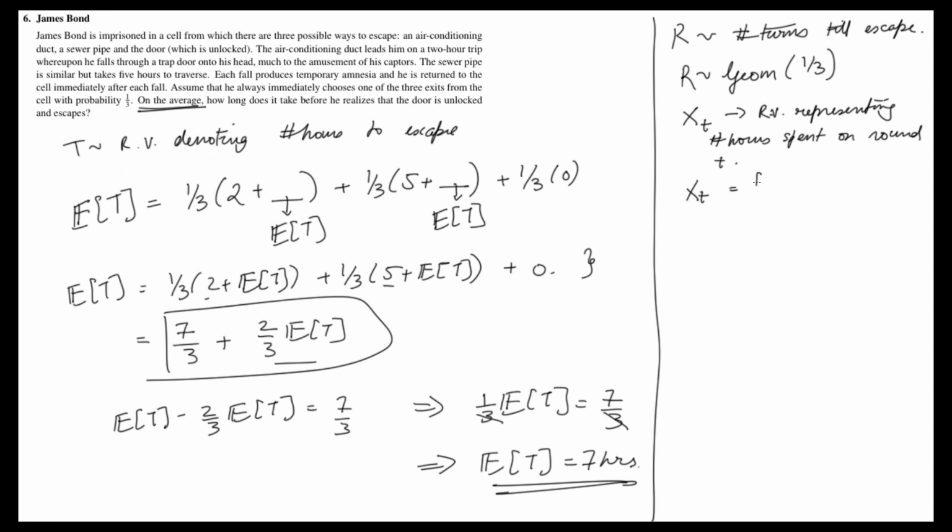Given that he fails, X_t is equal to 2 with probability half. With half now, because you know that he doesn't choose the door, then the probability of choosing either one of the two incorrect pathways is just going to be a half. Or it's 5 with probability half. So what is the expectation of X_t? Which is just equal to 7/2, right?